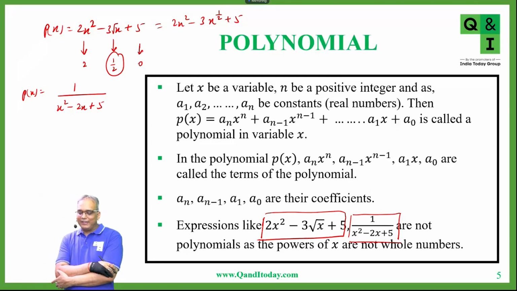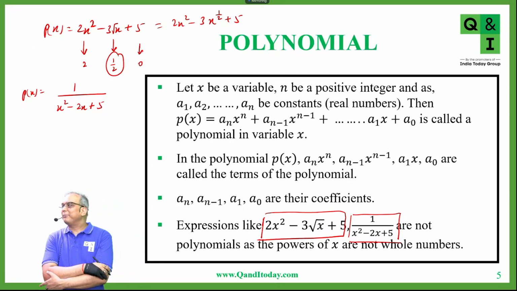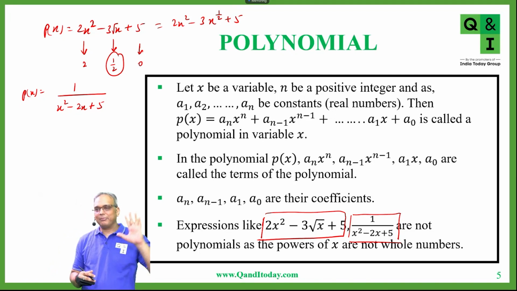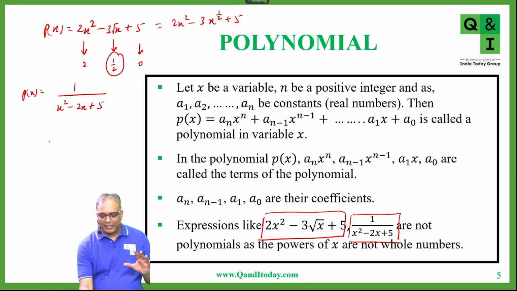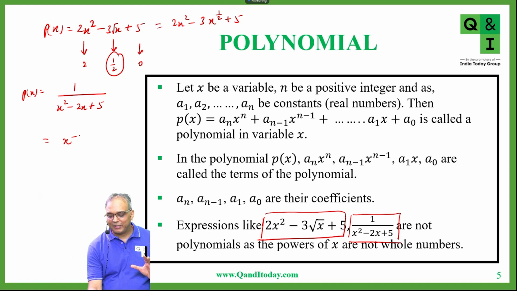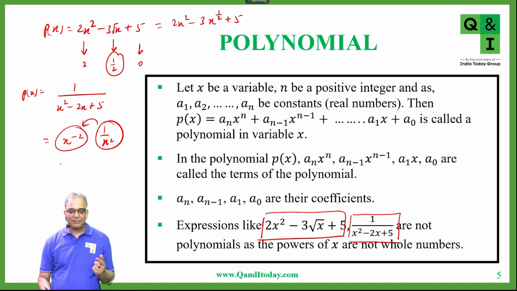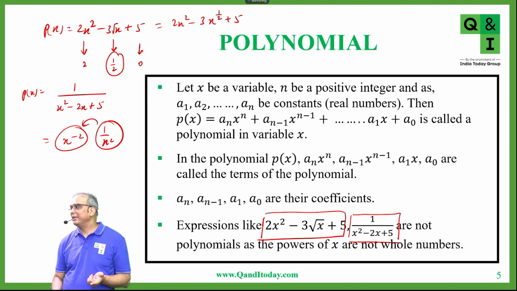So when I write 1 by x square, if you take x to the numerator, it would have been x to the power minus 2. 1 by x square could have been written x to the power minus 2. So the power of x here becomes negative. Clear?